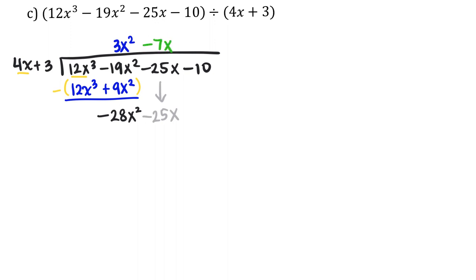Okay, and then this times this. Negative 7x times 4x is negative 28x squared. Negative 7x times 3 is negative 21x. Okay, good. Subtract down. Okay, negative 28x squared cancels, nothing. Negative 25 minus negative 21 is negative 25 plus 21, which is negative 4x. Okay, let me bring down the minus 10.